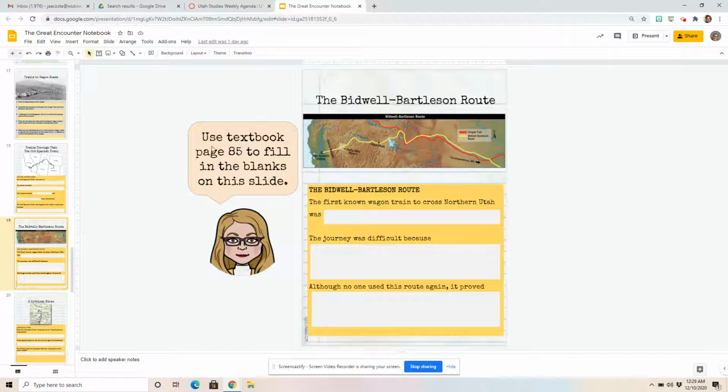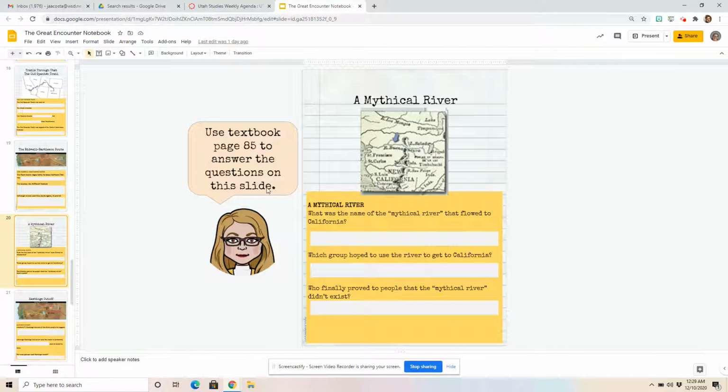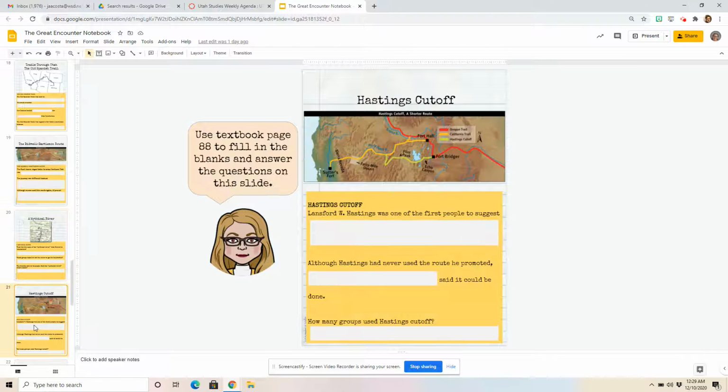You'll move on to slide 19, which uses page 85. Slide 20, which also uses page 85. And then lastly, slide 21 that uses page 88.